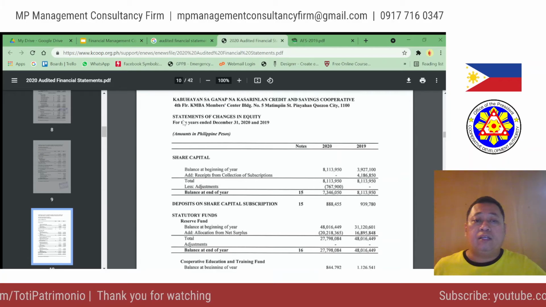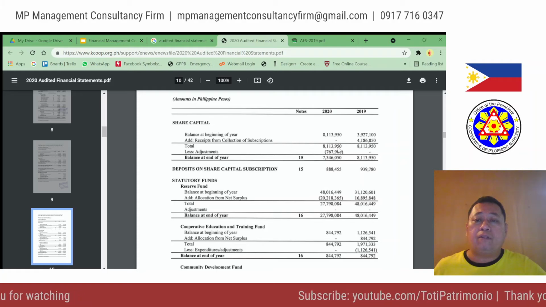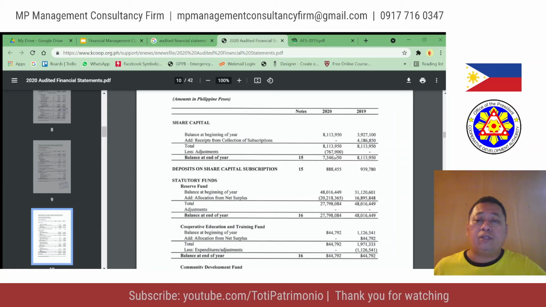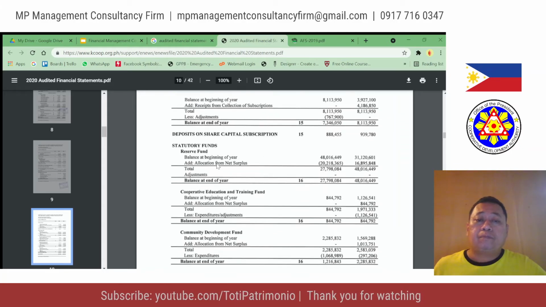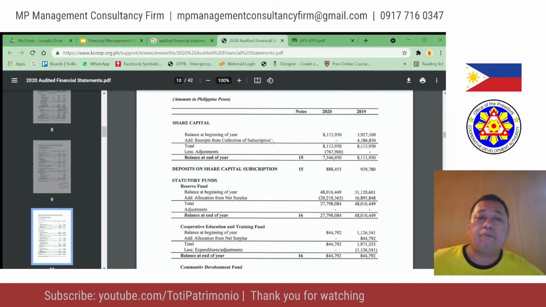Another one, as I said earlier, is the statement of changes in equity. It presents the share capital, beginning, and the receipts from collection and subscription, meaning the members of the cooperative paid for their subscription for the share capital or common stock. Then there is also an adjustment. Maybe these are members who withdrew their membership from the co-op and eventually received their share capital. So we have here the ending share capital.